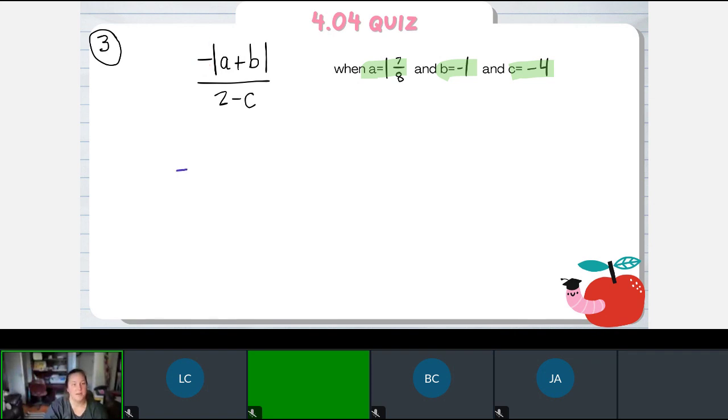So we've got our negative sign, the absolute value bar, and then A, which is 1 7/8, plus B, which is -1. And then another absolute value bar on the top. And then on the bottom of the fraction is 2 minus C, and C is -4.